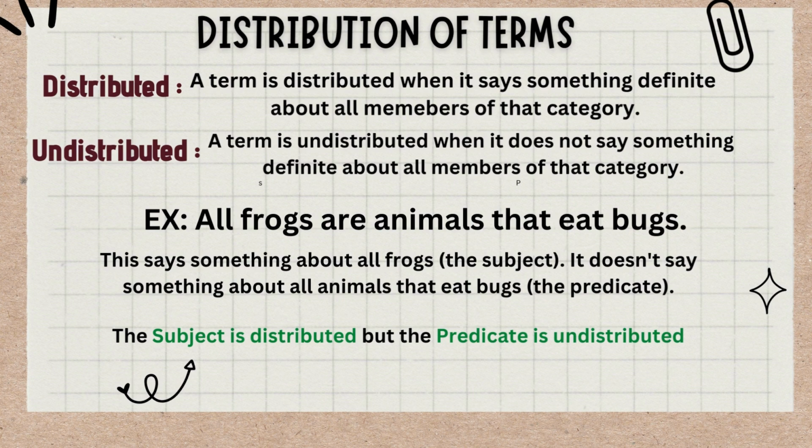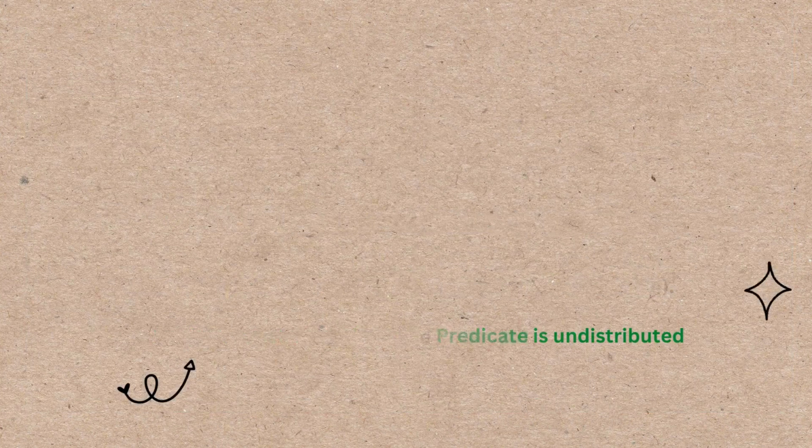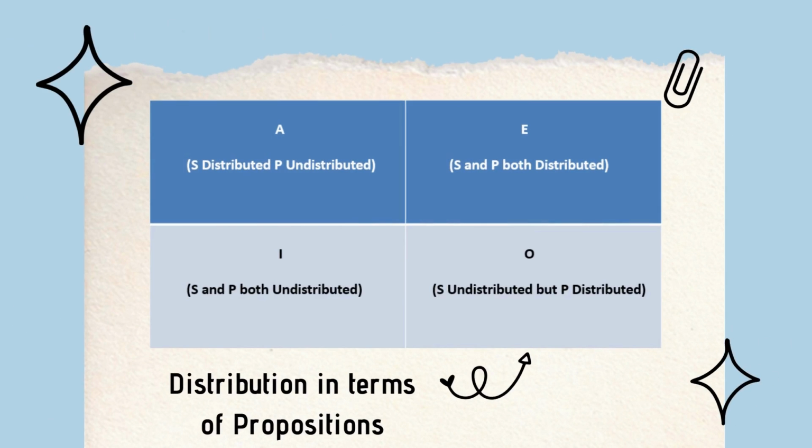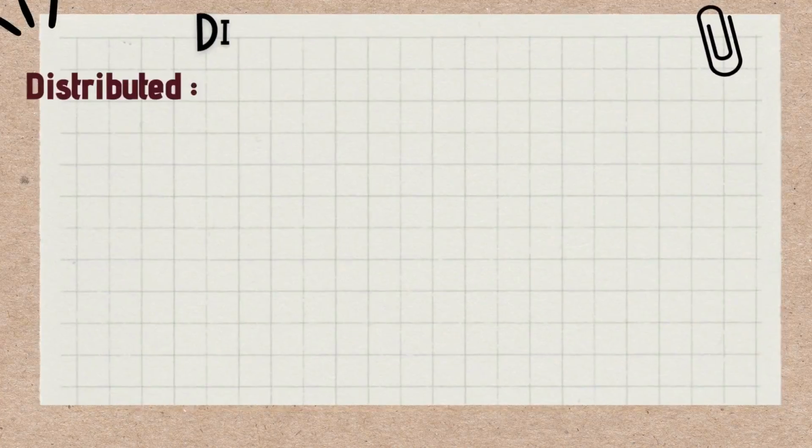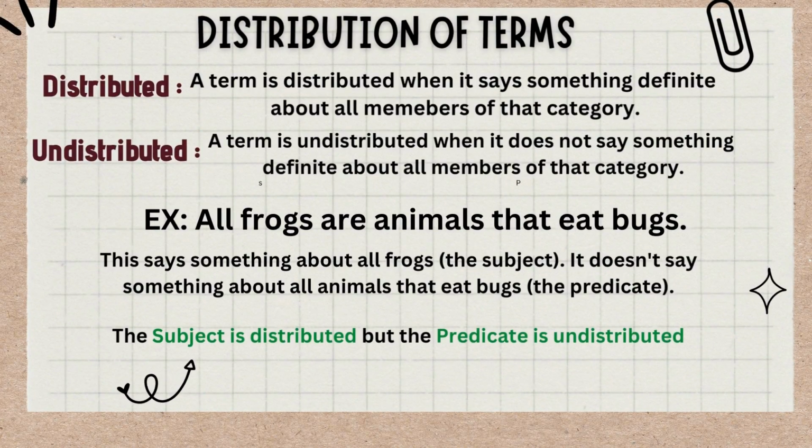So guys, we have this distribution of terms for each proposition. Let's look into it. As I said before, we have four types of proposition: universal affirmative, universal negative, particular affirmative, and particular negative. In the A type, the subject will be distributed, whereas the predicate will be undistributed, as we saw in the example which belongs to the A type.